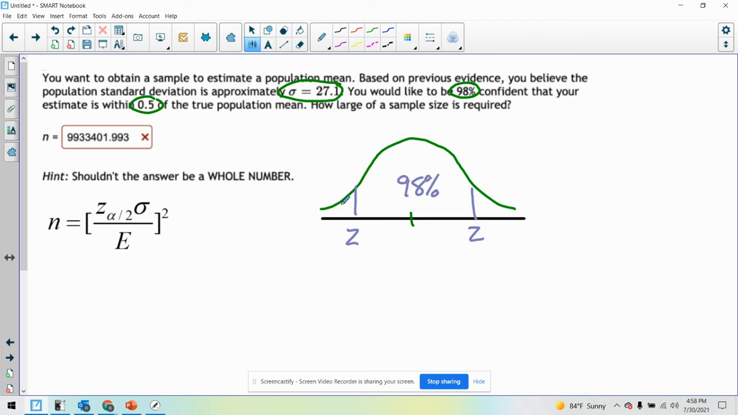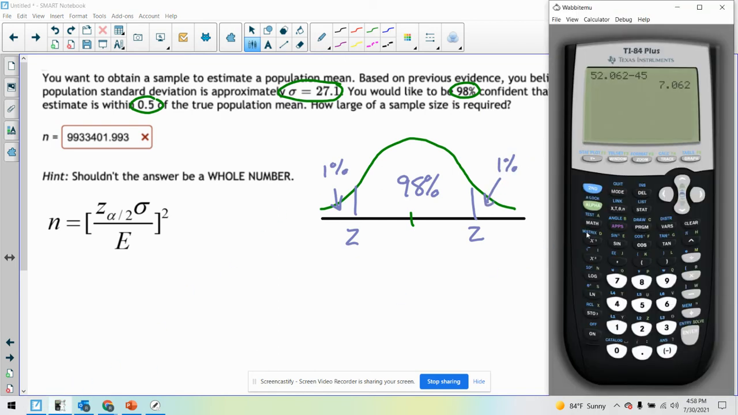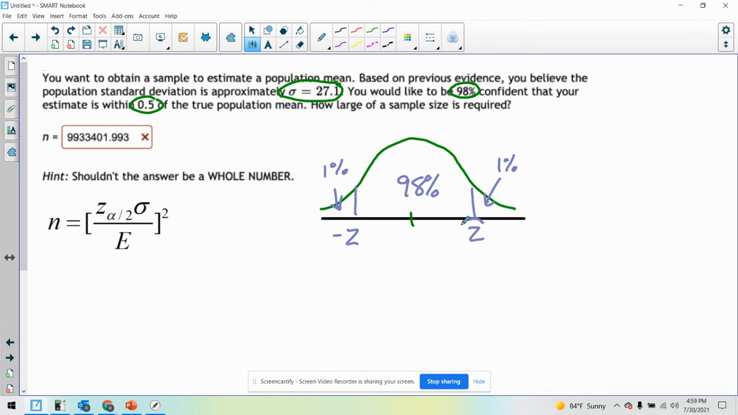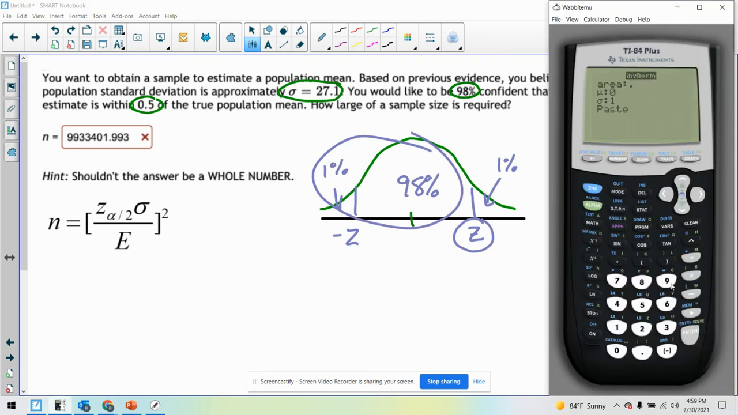So if there's 98% in the middle, that means there's 2% divided outside here. So this is 1%, and this is 1%. So when I find the z-score, I'm going to go to inverse normal. And it wants the area to the left. I'm looking for this z value. So I'm looking for the area to the left of this. 98 plus 1 gives me 99. So this is going to be 0.99, 0, 1 because it's standard normal. I get 2.326, whatever, that's fine. So I'm just going to use that number. That's this z value right here.